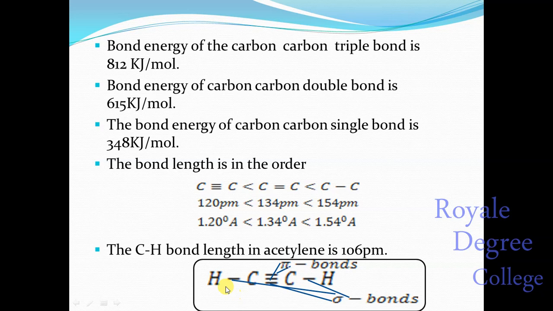Here you can see the figure, that is the diagram of acetylene. In between the two carbon atoms, a triple bond is there. One of the bonds in the triple bond is a sigma bond. The rest of the two bonds are pi bonds. And in between carbon and hydrogen, a single bond is there, which is nothing but a sigma bond.